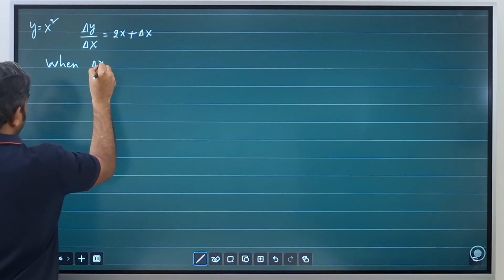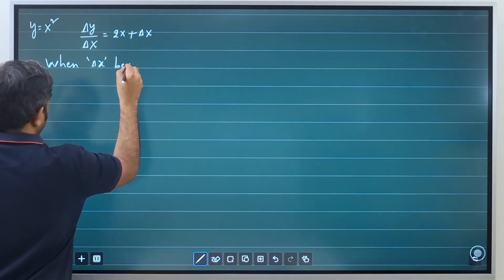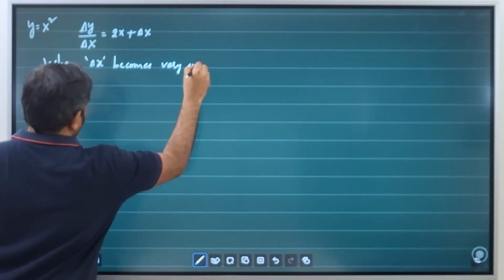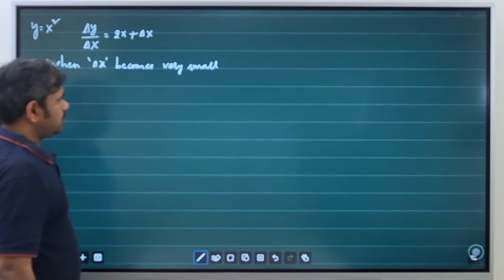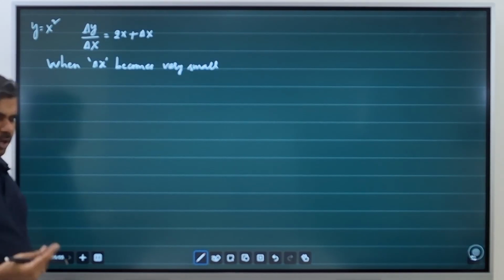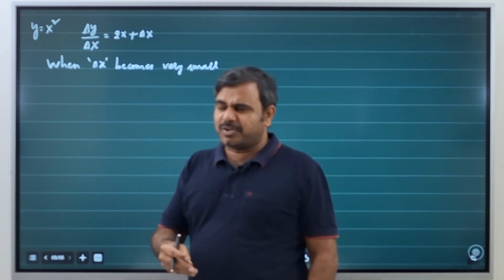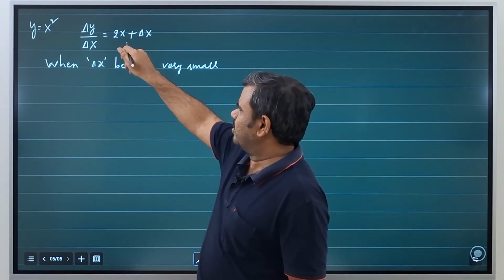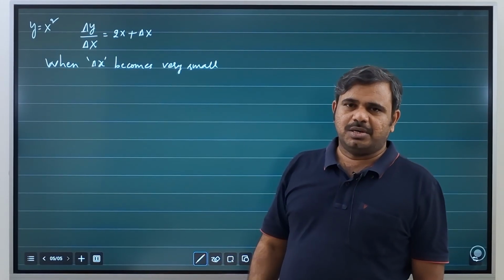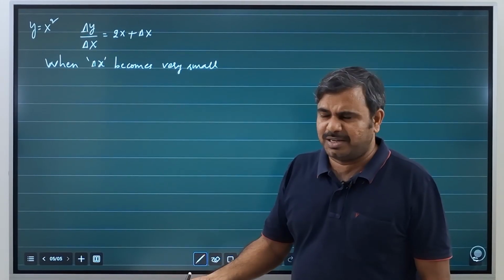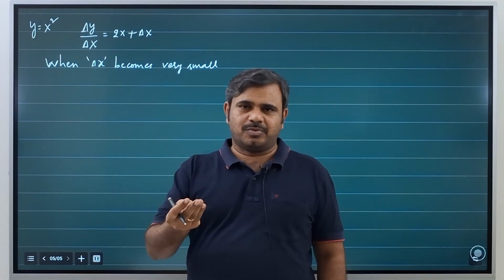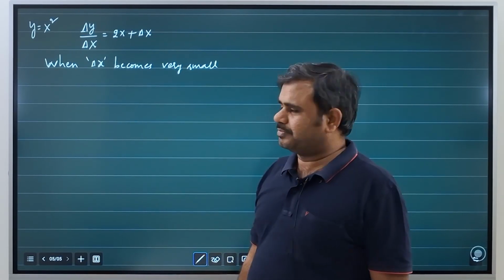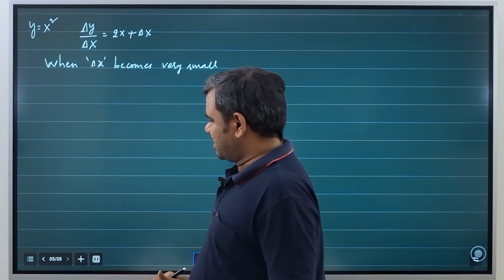When delta x becomes very small. Very small means how much small? There is no definite value for it. Disproportionately small, you can say. If x is maybe in the order of millions, delta x is in the order of 1. If x is 1 million rupees, you can say delta x is 1 rupee. Okay, delta x becomes very small.